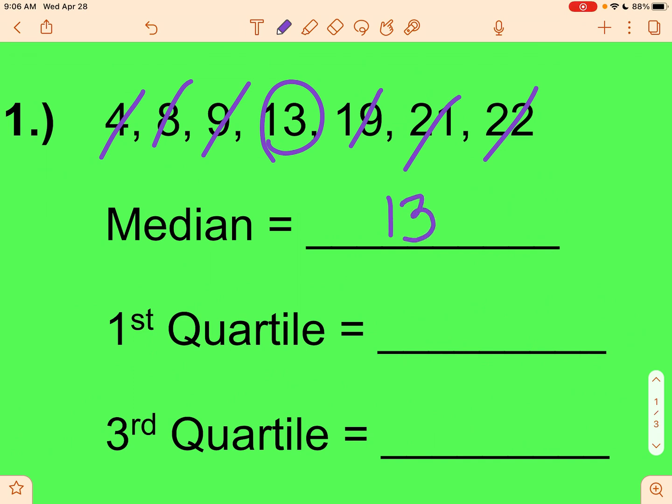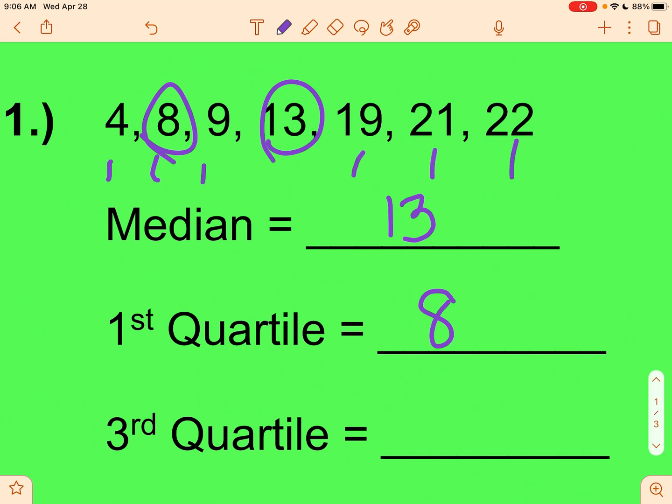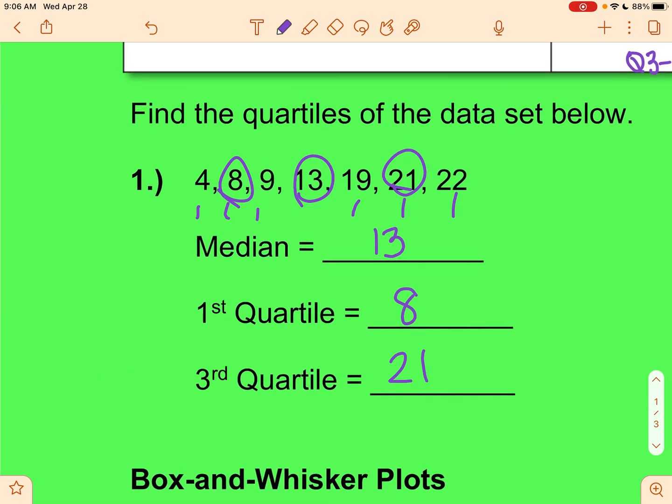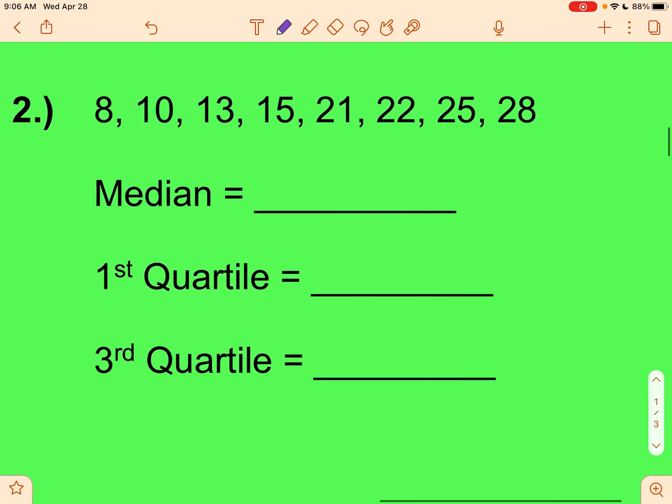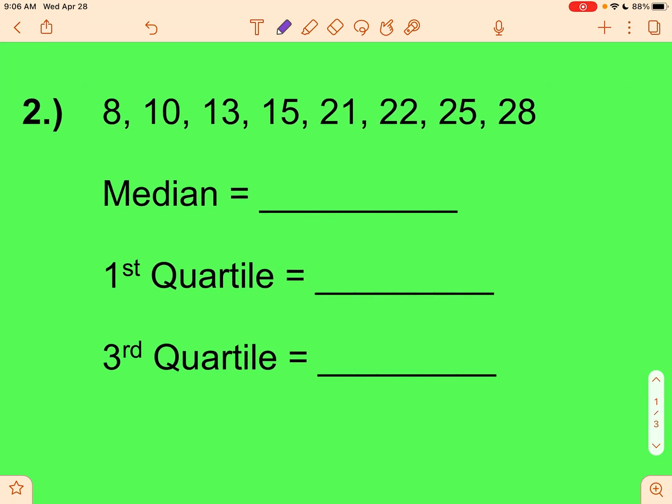All right, so next we need to find our first quartile. So I'm going to erase all those lines I did. That means we're finding the middle number of these 3 numbers. The middle number is 8, so that is your first quartile. And then we need to do the same thing with the third quartile. With the 19, 21, and 22, the middle number is 21, so that is your third quartile. All right, I hope that made sense. I would like you to try number 2 on your own and then come back and check your work.